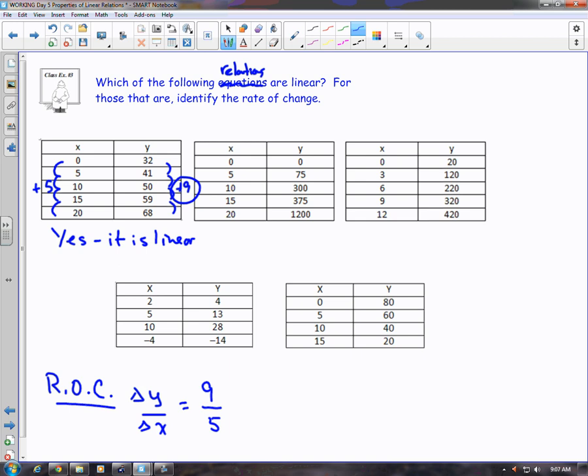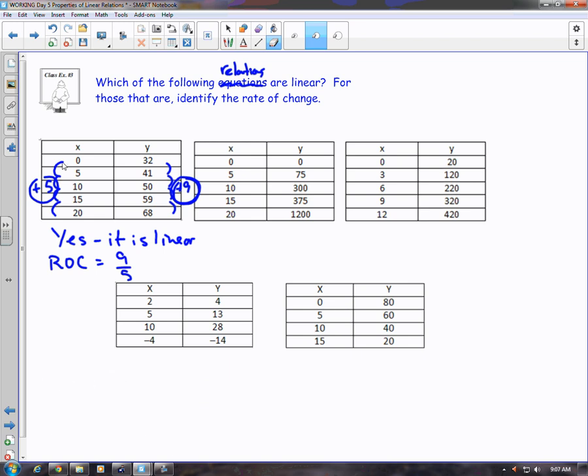So the rate of change is the change in the y values over the change in the x values. And since they're consistent, we can quickly look at that and say it's changing by 9 each time, it's changing by 5 each time, so this rate of change is 9/5. You could get it to a decimal, so 1.8, but most of the time it's better to leave it as a fraction. So that's the first one.